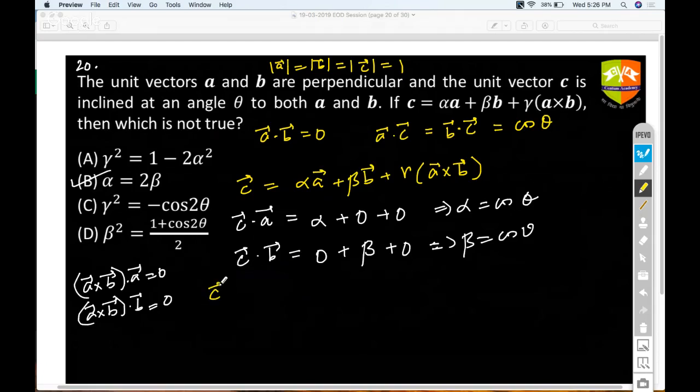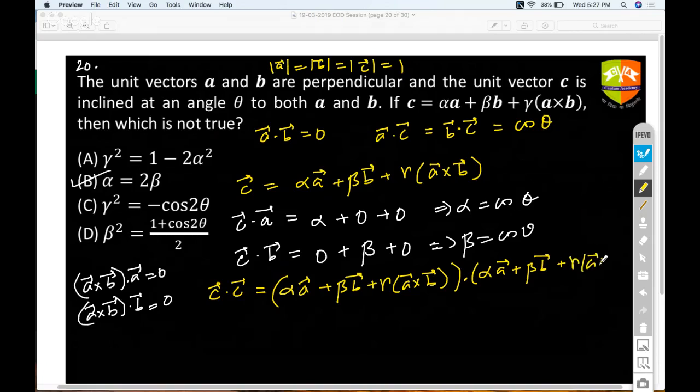So if I now take C dot C, I'll get alpha A dot C plus beta B dot C. Okay. Or you can do one thing. You can take the dot product of this vector with itself. So this dot product with itself. So this into this will give you alpha square, beta square, and gamma square mod A cross B square.